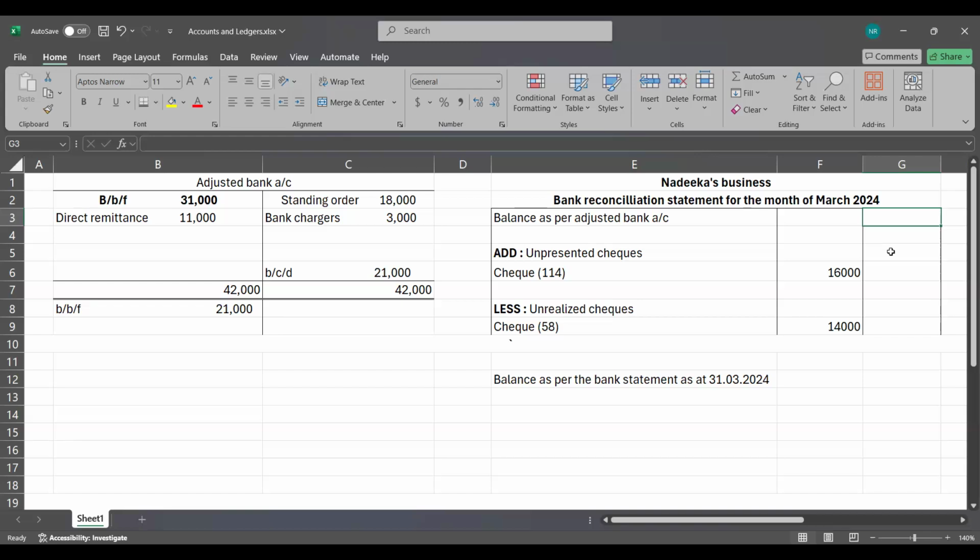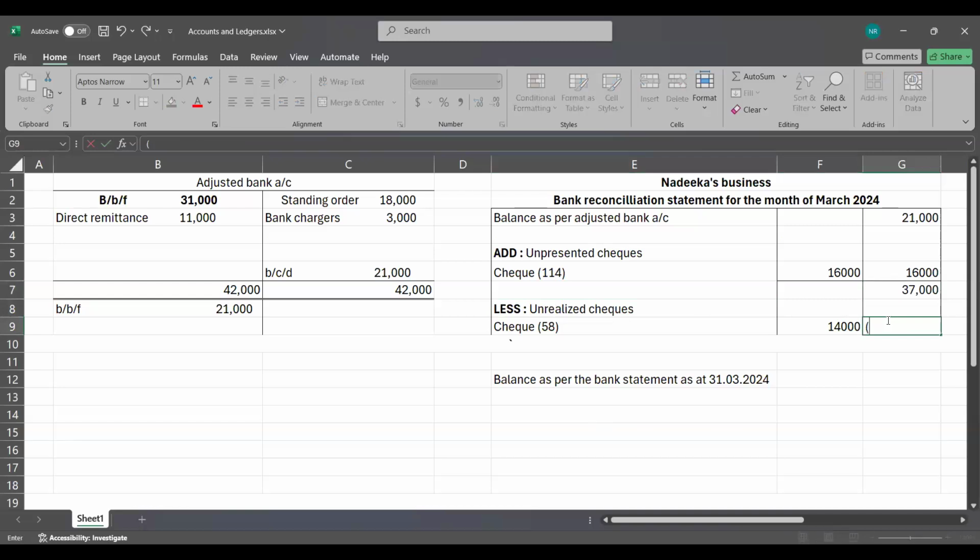So you would write this amount, which is 21,000. And you would also write the 16,000 over here, where you're going to find the total of it. How much do you get when you add them together? 16,000 add 21,000 equals to, yes, it is 37,000.